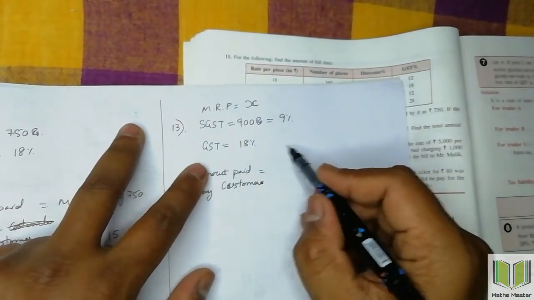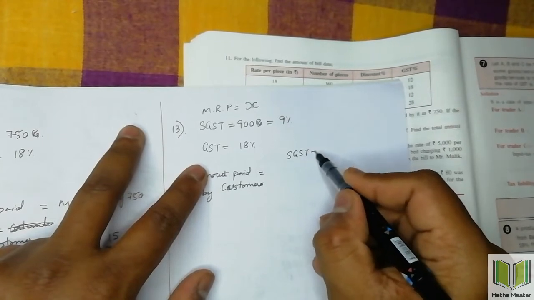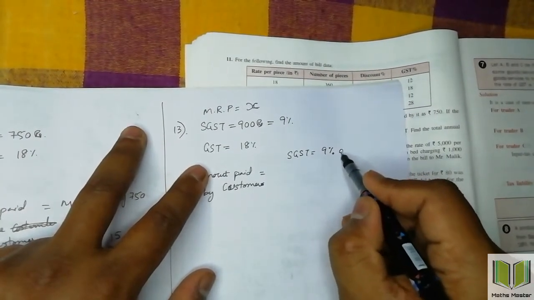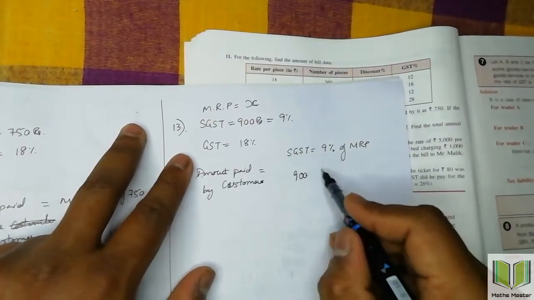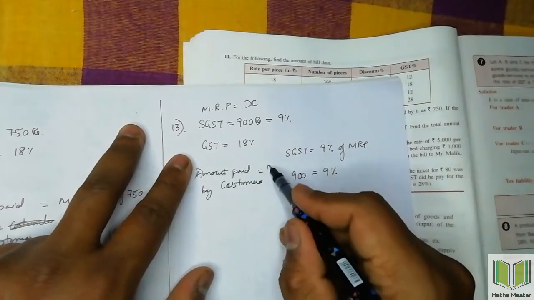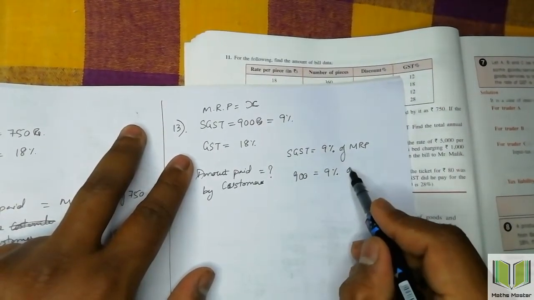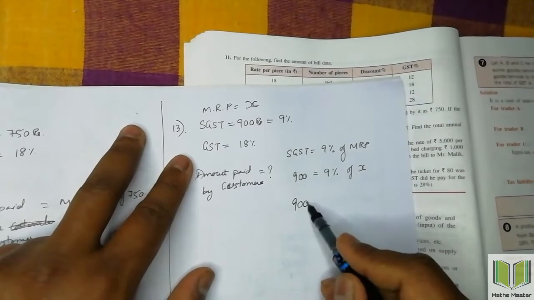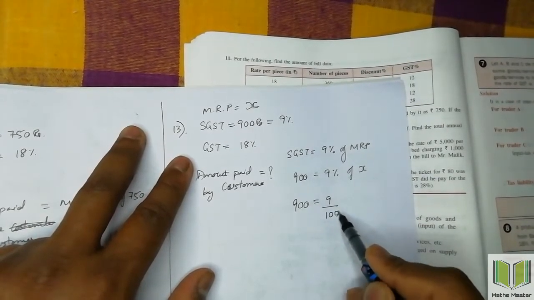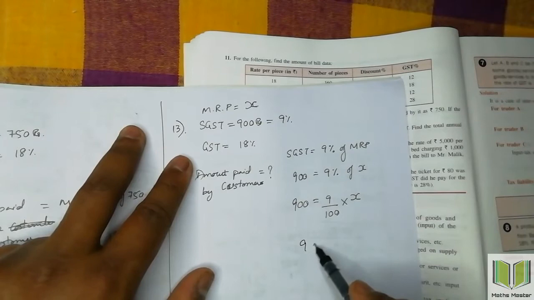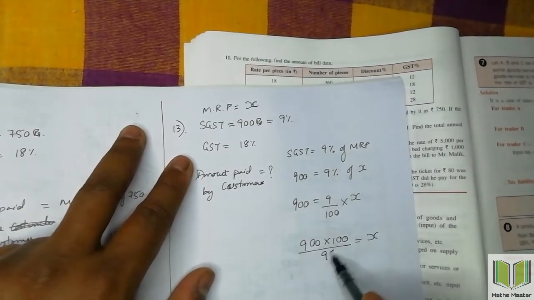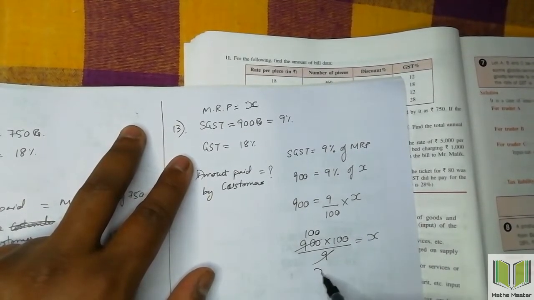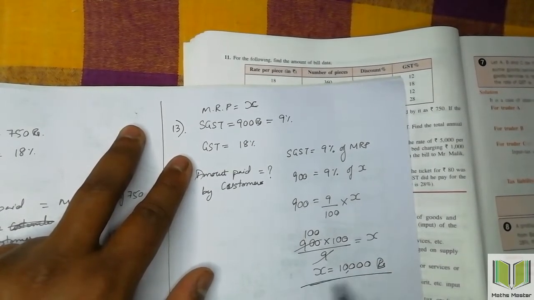Now we know the formula for SGST. SGST is equal to 9% of MRP. SGST is 900 rupees, which is equal to 9% of X. So 900 is equal to 9 by 100 multiplied with X. So 900 times 100 divided by 9 is equal to X. X will be equal to 10,000 rupees.